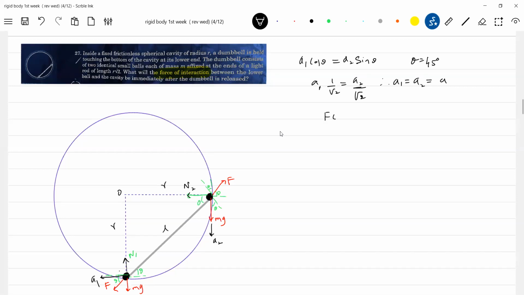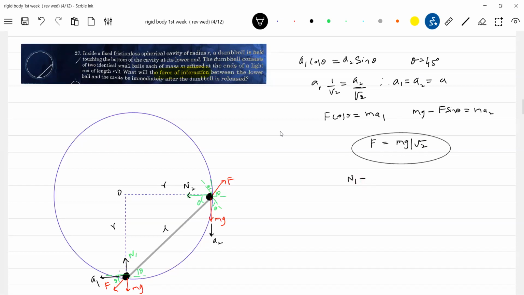Okay, F cos theta equals m a1, then m a2. And we have the constraint equation; solving that, we'll get the value of F. Anybody, the value of F? mg by root 2. Now let's come to the interaction force.